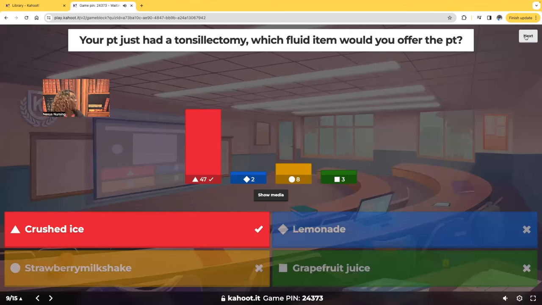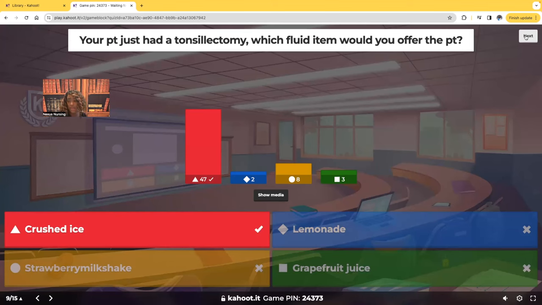Very good. Most of you guys chose the correct answer, crushed ice. Why? The ice is going to be soothing and it's clear. Remember, we're worried about bleeding. So if the patient spits up or they vomit, it's clear, right? It's not like it has a red or pink color that might confuse us and we don't know, okay, was it something they drank or ate or is it actually blood? It's clear.